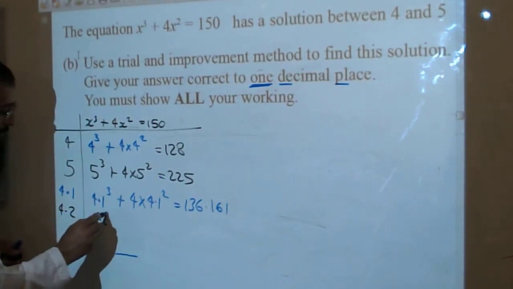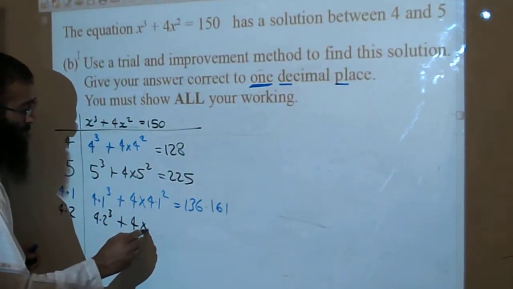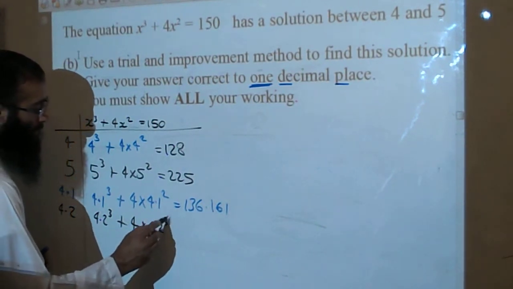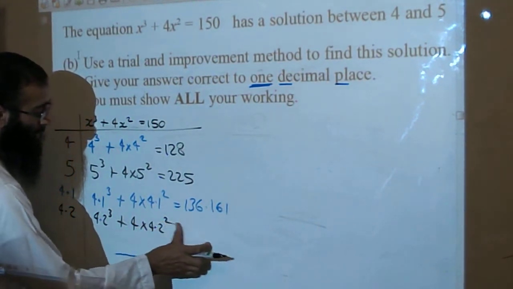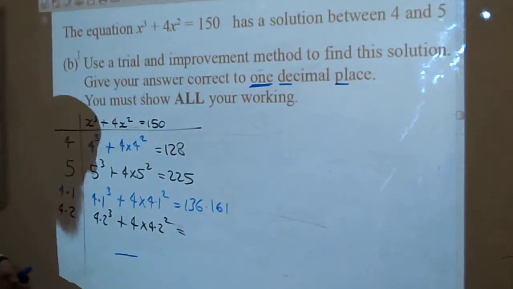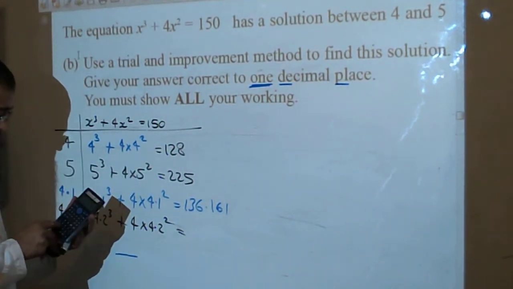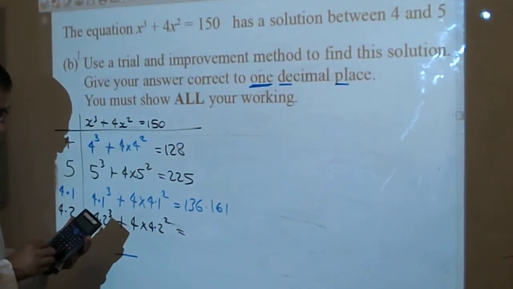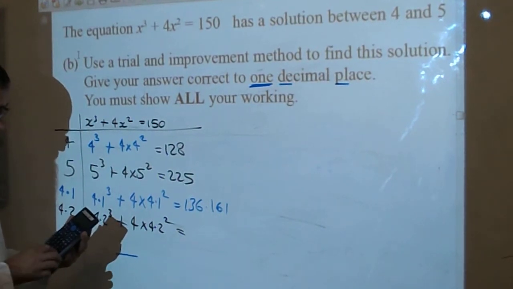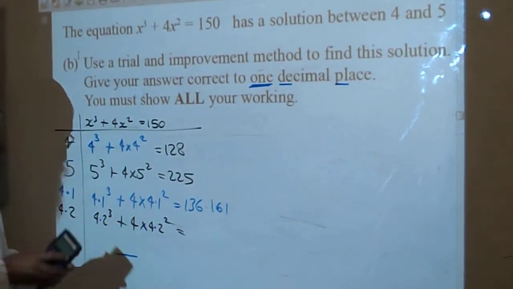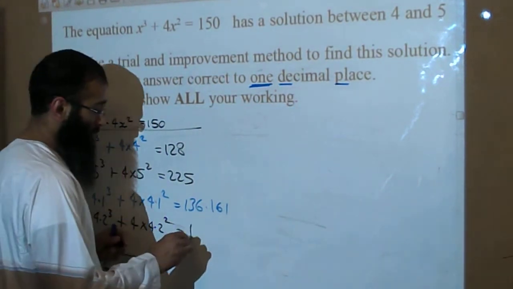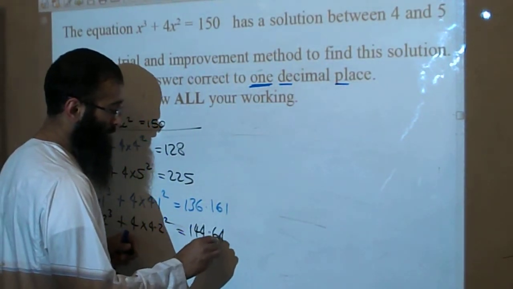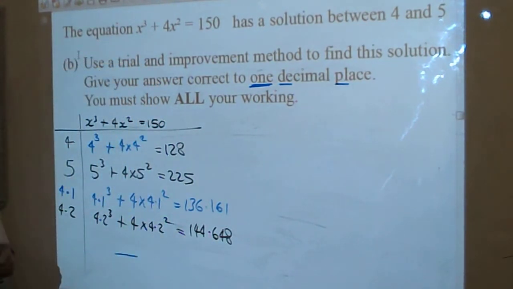So rather than doing erratic jumps, should we go to the next number, 4.2? So you'll do 4.2 cubed plus 4 times 4.2 squared. Alright, let's try that on the calculator now. Okay, are we getting close now? Much closer. Let's try one more now. 4.3.